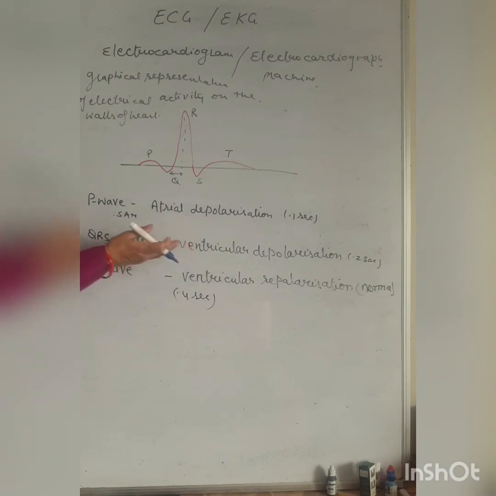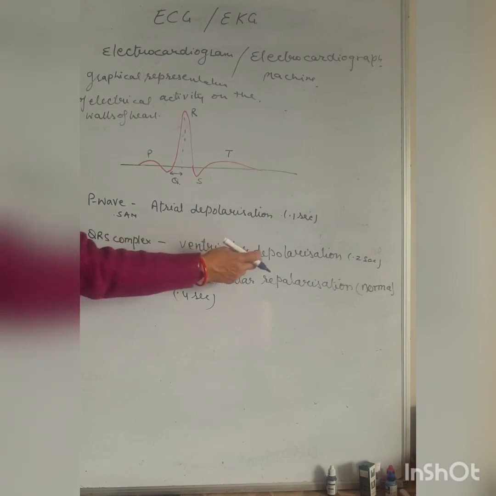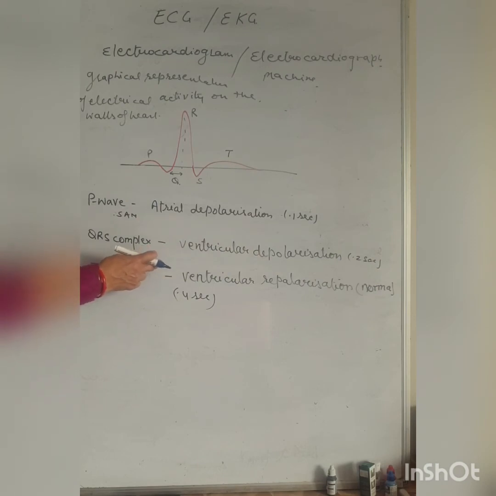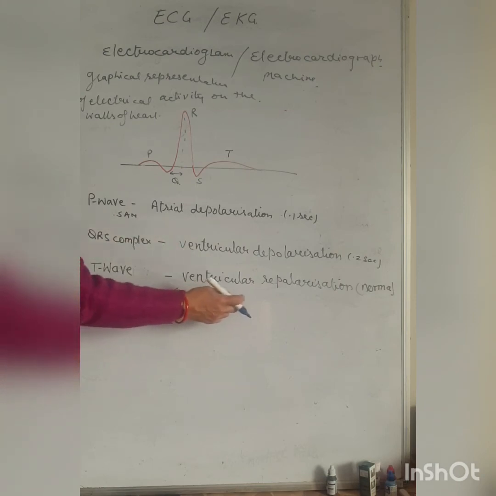So the first one is atrial depolarization for 0.1 second. The second is ventricular depolarization. It lasts for 0.2 second. Atrial repolarization is masked by ventricular depolarization. So next is the ventricular repolarization, 0.4 seconds.